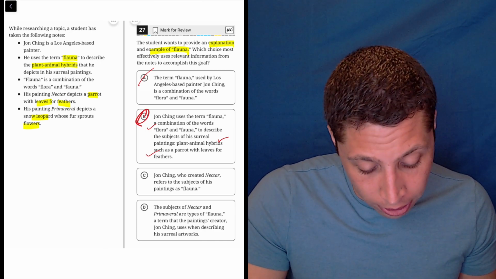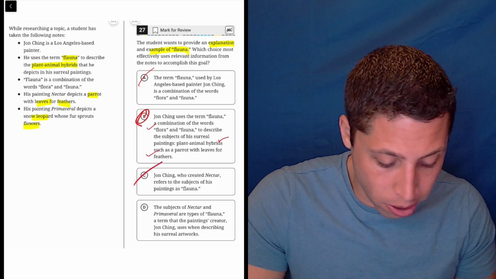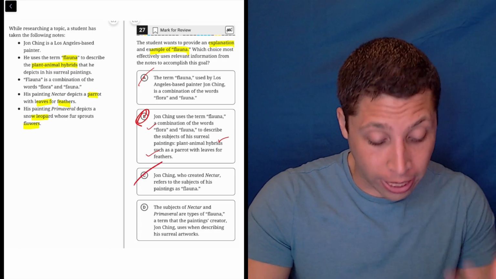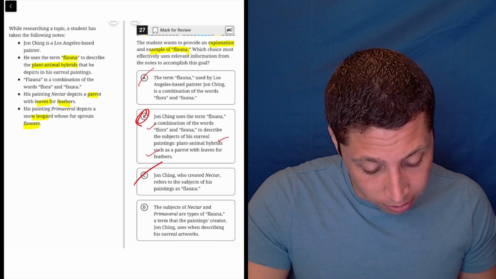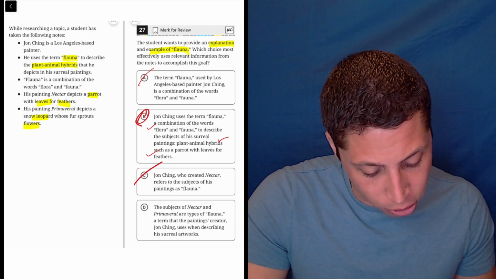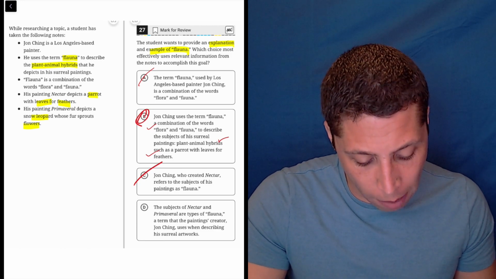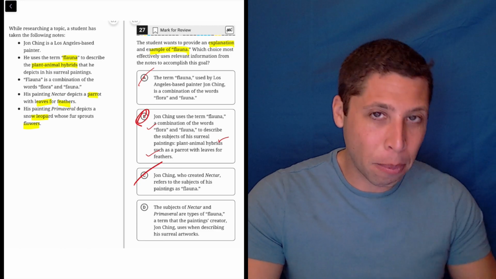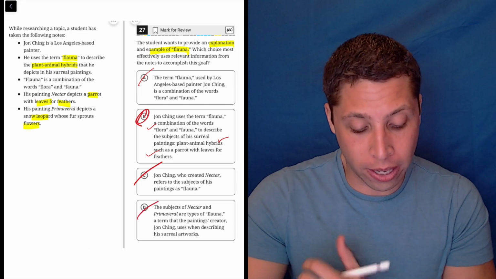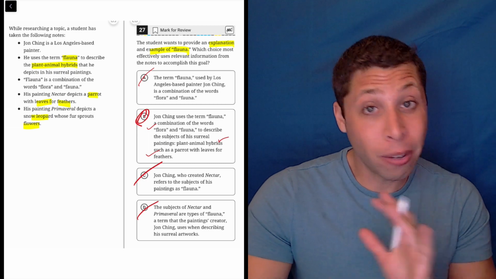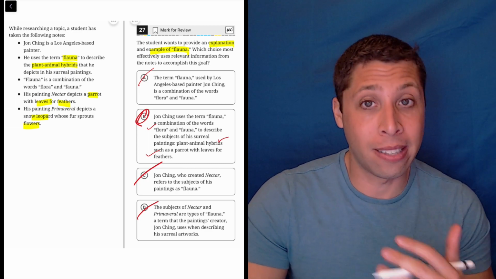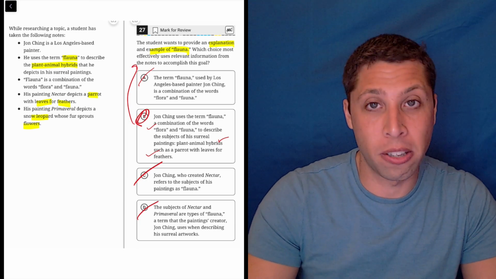John Ching, who created Nectar, refers to the subjects of his paintings as flana. Well, that's an example of his art, but not an example of flana. We don't get the parrot or whatever. The subjects of Nectar and Primaveral are types of flana, a term that the painting's creator, John Ching, uses when describing his surreal artworks. Again, that's examples of the art, but it's not an example of the flana itself, and that's what they wanted. So even without reading those answer choices, or even without reading those bullets, I think B is going to be the obvious one that accomplishes these goals.